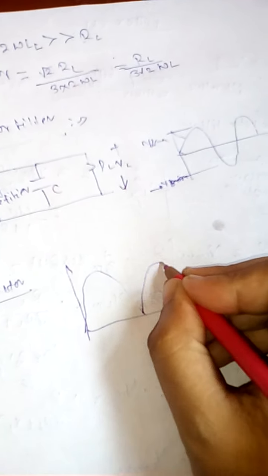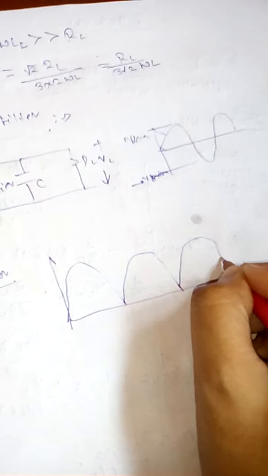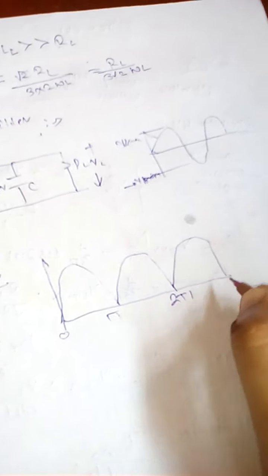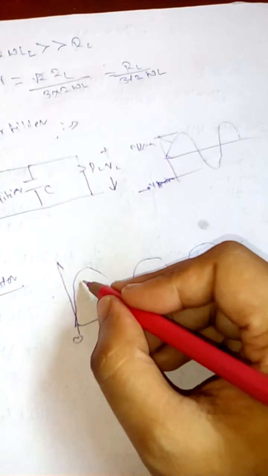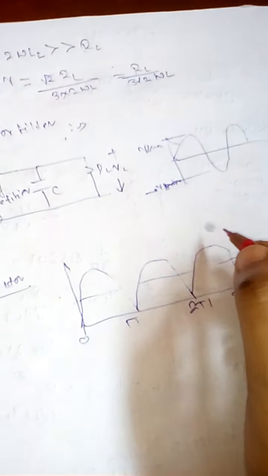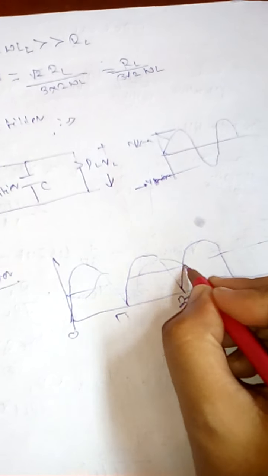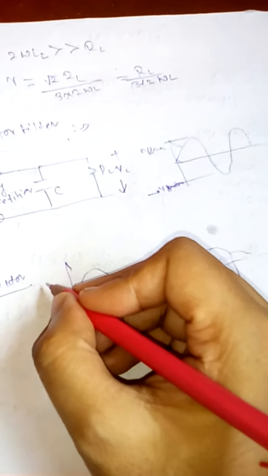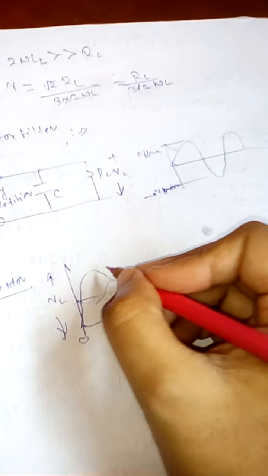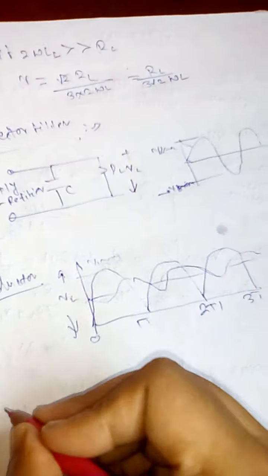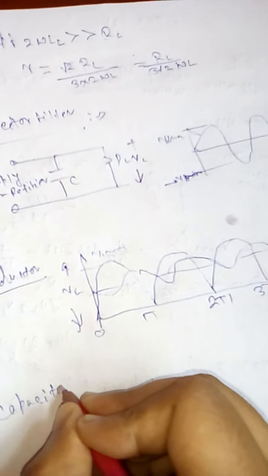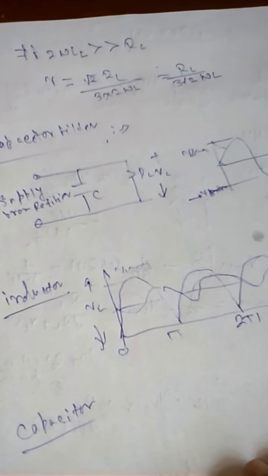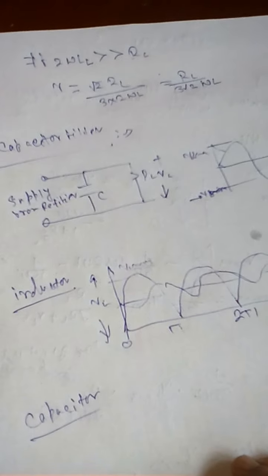this is without filter. The circuit is like 0, pi, 2 pi, 3 pi, and the waveform is like this. This is the VL, this is VL max. For the capacitor, it is first charging in the half wave rectifier, then it is discharging, this type of waveform.